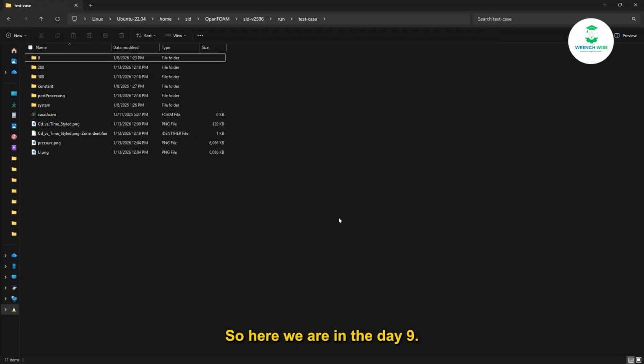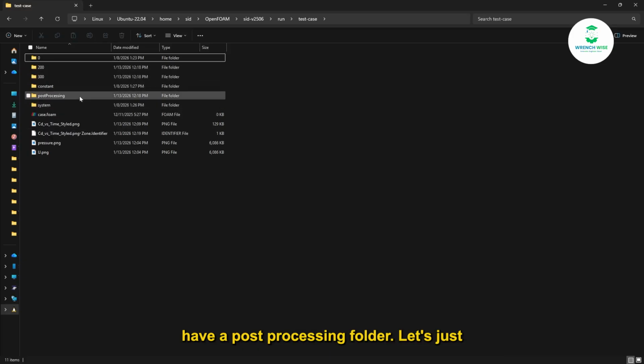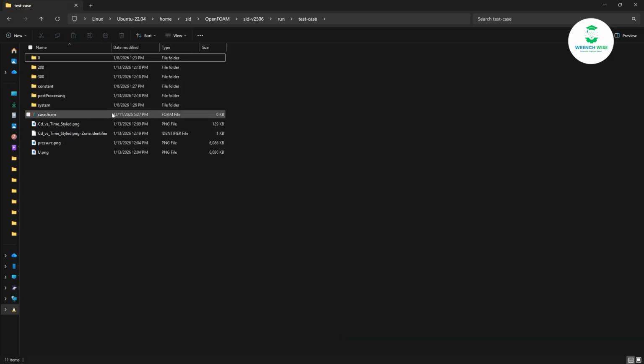So here we are in day 9. We essentially have a converged set of results, and I wanted to display what this looks like. As you can see, we have these folders with 200 and 300. We have a post-processing folder. Let's just first take a look at the results itself.